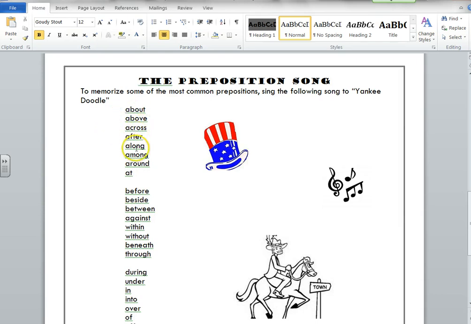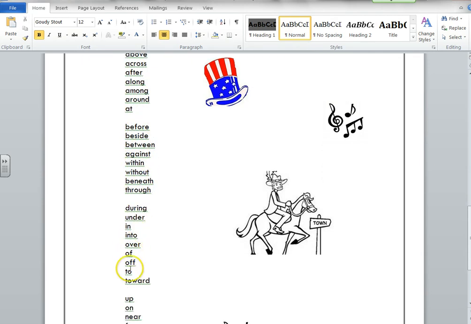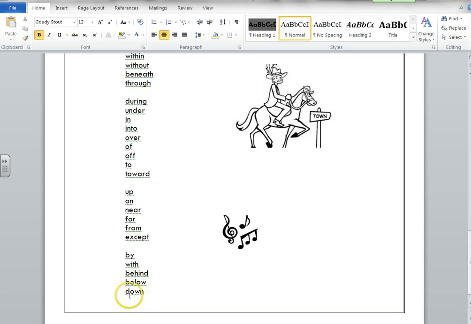About, above, across, after, along, among, around, at, before, beside, between, against, within, without, beneath, through, during, under, in, into, over, of, off, to, toward, up, on, near, for, from, except, by, with, behind, below, down.